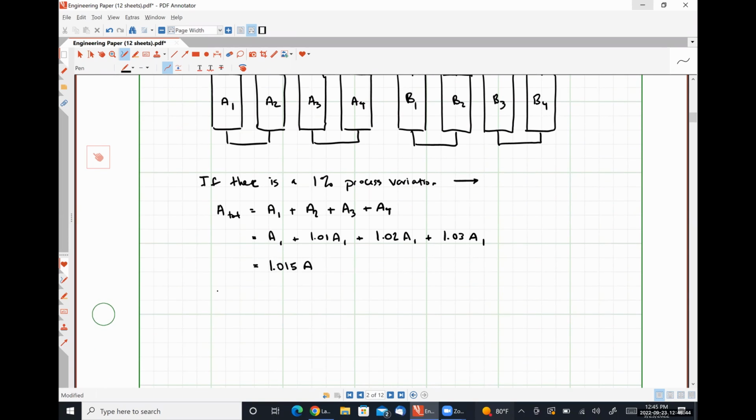Similarly, for B, we would have B1 plus B2 plus B3 plus B4, which is going to look like 1.04 A1 plus 1.05 A1 plus 1.06 A1 plus 1.07 A1.